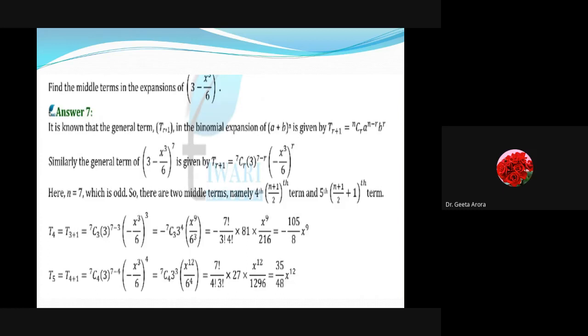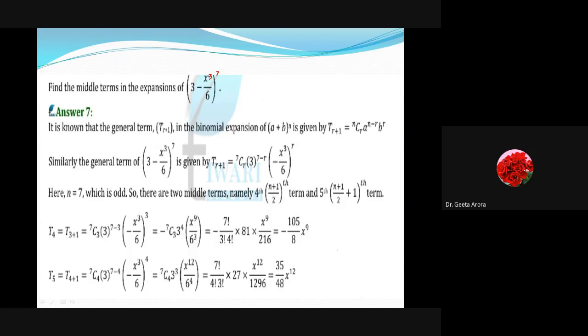Here we have, I think the question is cut. Here we have: find the middle terms in the expansion of, it must be, 3 minus x cube by 6 raised to power 7. Correct? So here we have talked about the middle term. Middle term means whatever the terms are coming in between.